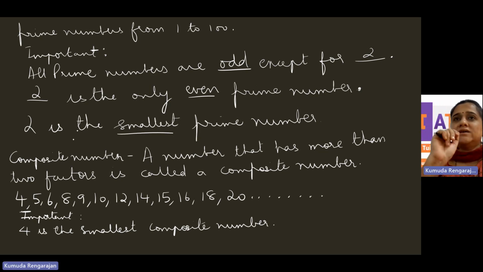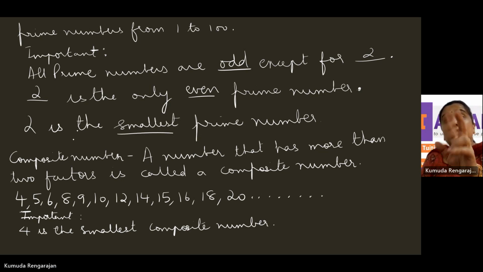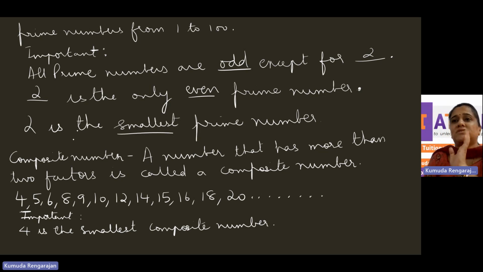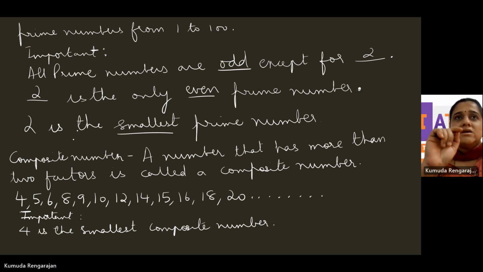All right, now if you take 9, every number will come in the tables of 1 and itself, except 1. Other than these two, if it happens in at least one other multiplication table, it's a composite number. So you can see that 4 is one. We have not included 1 here because 1 is neither a prime number nor a composite number.